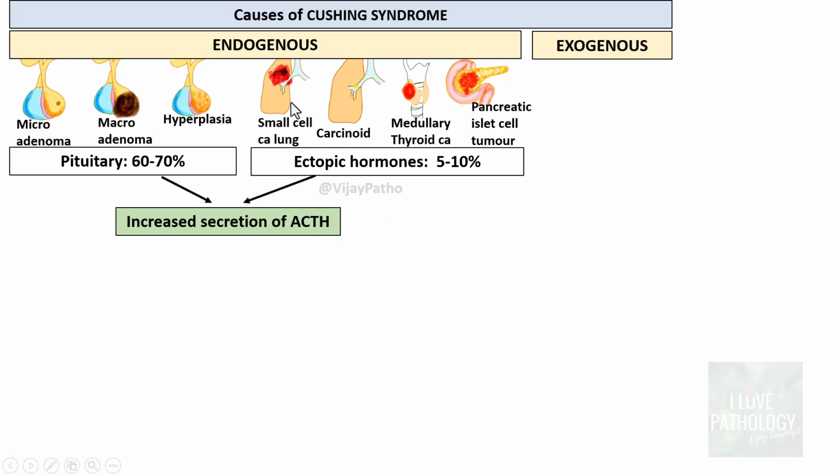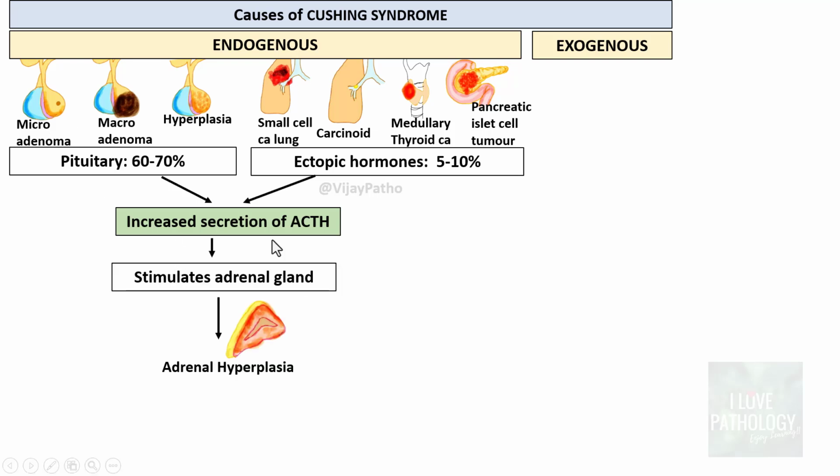Okay. Now, what will happen if there is increased secretion of adrenocorticotropic hormone? Obviously, that stimulates the adrenal gland, resulting in hyperplasia of the adrenal gland, right? So, once there is hyperplasia of the adrenal gland, what happens?